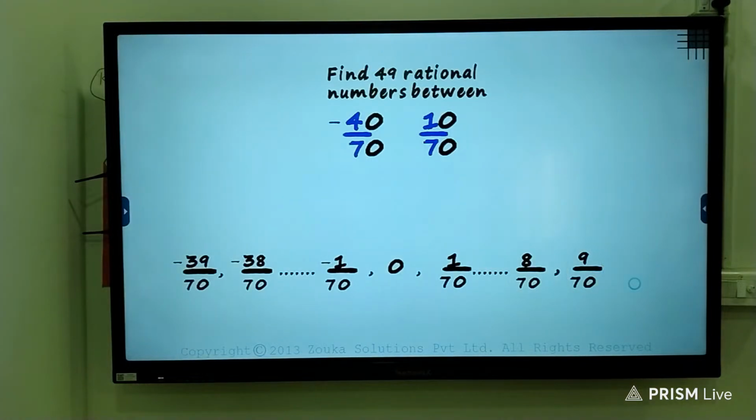But here it was simple since the denominators were the same. What if they are different? We will see that in the next video.